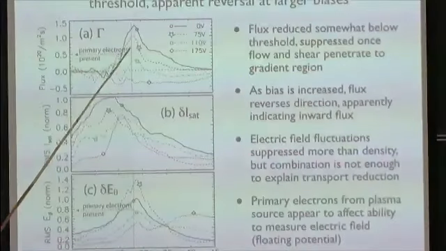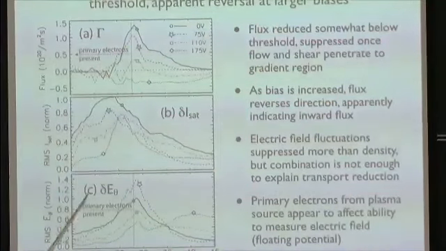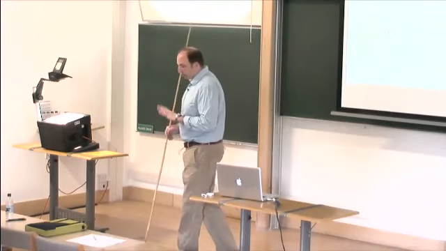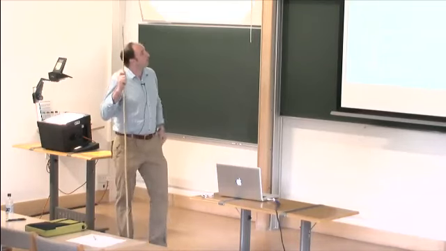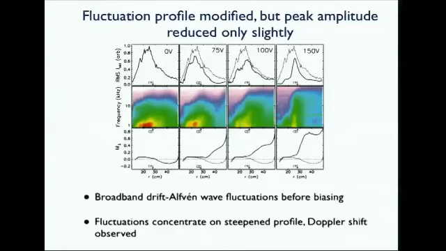Just to make a quick diagnostic point, we don't make good measurements of transport flux or electric field fluctuations once you're on field lines that connect to the cathode. The reason is there's a lot of fast electrons. There's primary electrons there, and we believe this interferes with the floating probe's ability to pick up these fluctuations. And so we don't believe this reduction here is real. We think that's a diagnostic effect. But nonetheless, in the region where we trust the measurement, you do see a suppression of the transport flux.